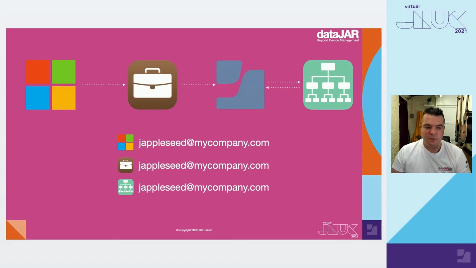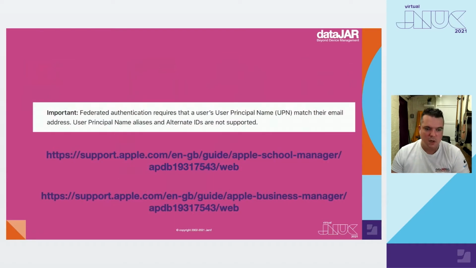Similarly, for business, you can do the same thing. Use Azure AD for federation. That will create your managed Apple IDs and accounts, and you hook that up into Jamf Pro, but Jamf Pro again needs to look at another source to reference the data. Apple have documented the UPN needing to match the email in a couple of links.